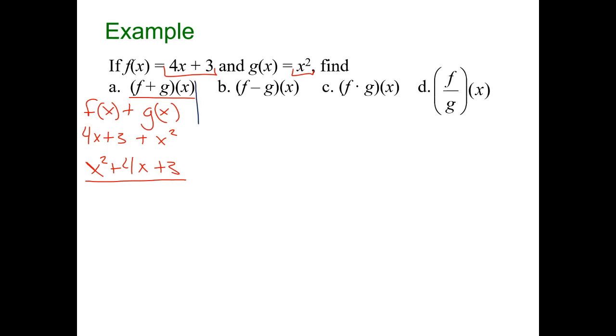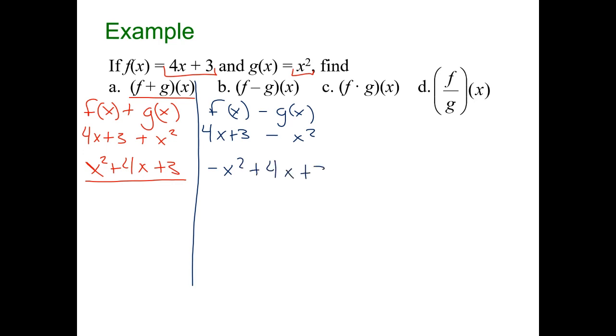Okay. Now, subtraction. Got to be a little more careful because we're subtracting one function from another. So I have f of x minus g of x. So I still take f of x, 4x plus 3, minus g of x, which is x squared. Do I have any like terms? Still no. So I can write it in standard form, but since now x squared is negative, it becomes negative x squared plus 4x plus 3.